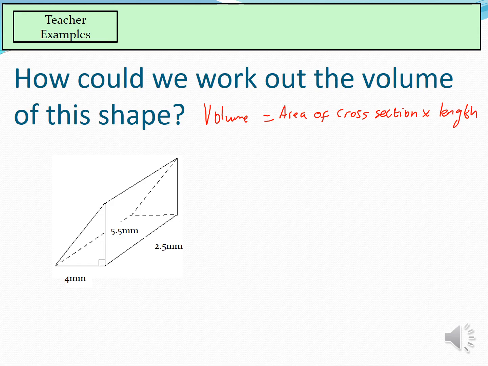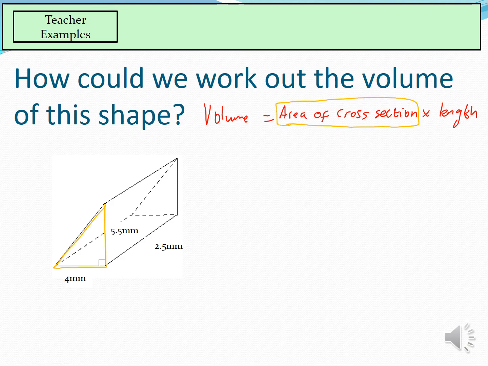Okay, so let's identify what our cross section is. So today, don't forget, we're working with volumes of triangular prism. So the cross section is going to be this triangle here. Okay, so this triangle, yeah, that's the area of the cross section.